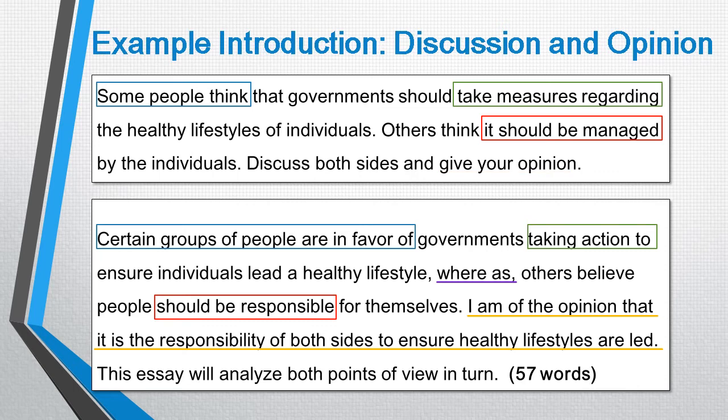Thirdly, you need to reveal what your essay will do. So here it reads, this essay will analyse both points of view in turn. And I'm sure you can see that it's 57 words long, this introduction, and that's about the maximum length you'd want. You don't want to start eating into the time that you've allocated to write your body paragraphs. So this is about as long as your introductions should be.